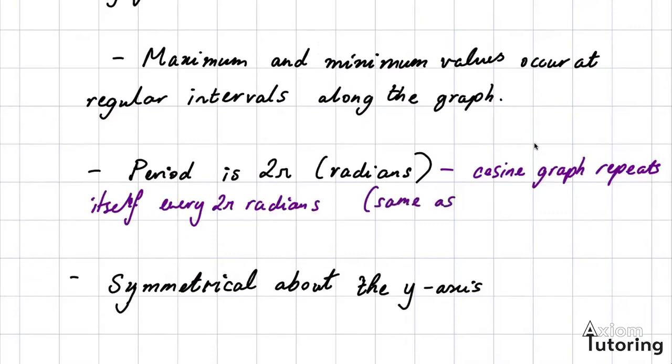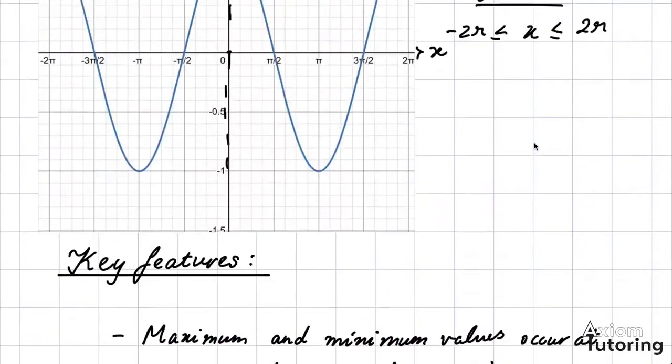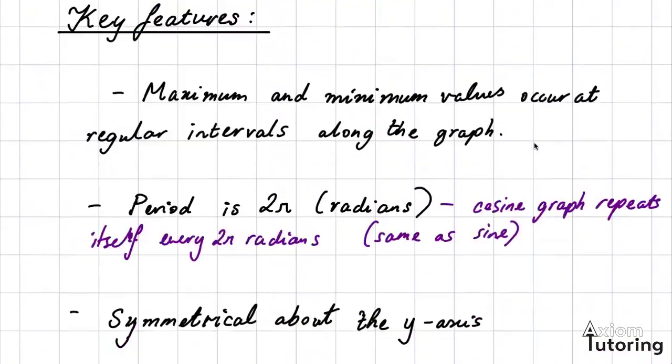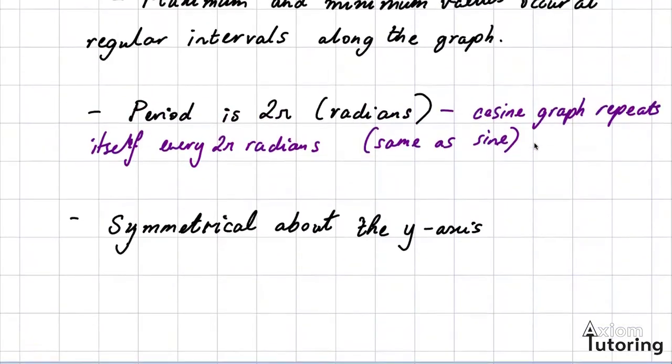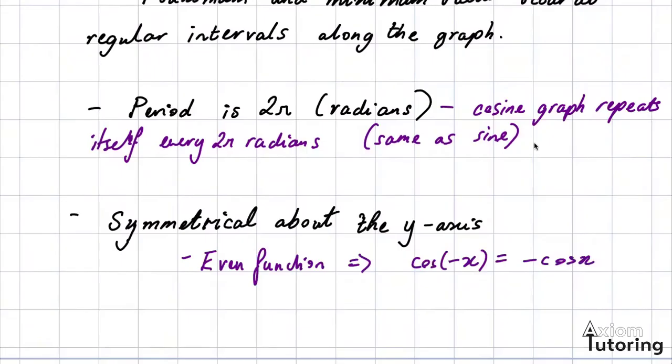same as sine. And cosine is actually symmetrical about the y-axis. If we look at the y-axis, we can see that the graph is a mirror image of itself across that y-axis. This is a property of even functions. So cosine is an even function, and it means that cos of minus x is equal to cos of x.